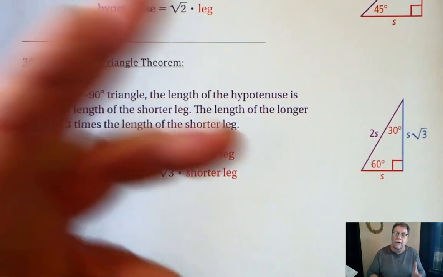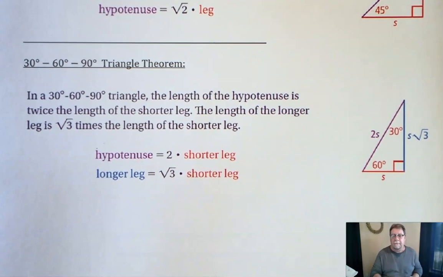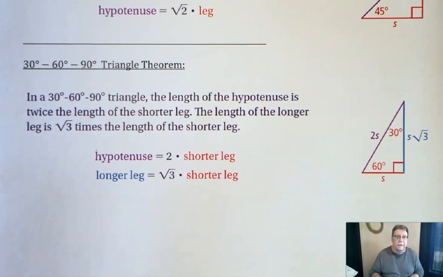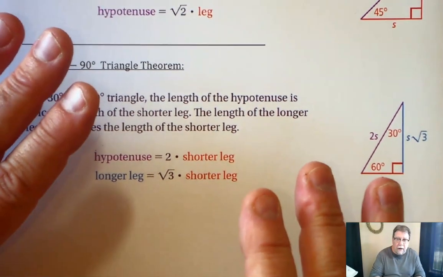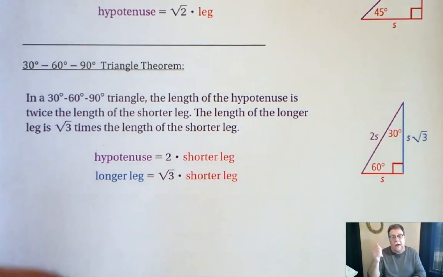And again, we use 30, 60, 90 triangles quite often, and so it's almost easier to memorize those two properties. And that comes into play quite a bit here. So there's our notes for H2. We're going to look at a couple of examples, and we'll show you what that's like next.